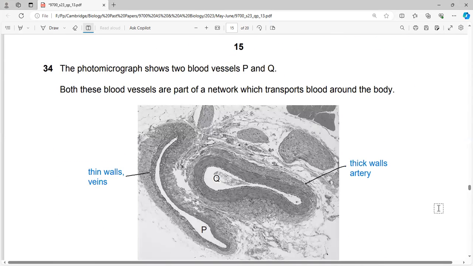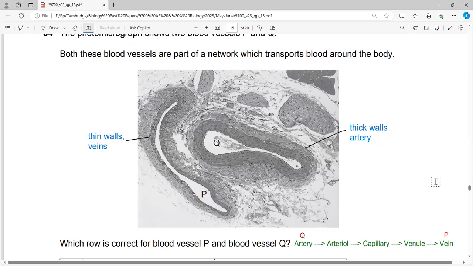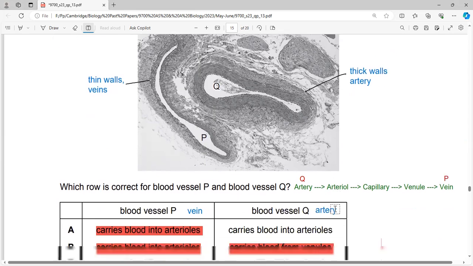We're going to proceed to question number 34. A photomicrograph shows two blood vessels, P and Q. You can see one blood vessel is Q, and the other is P. The blood vessel Q contains a thick wall, so due to the thick wall, we can predict this is an artery. What about the blood vessel P? Sorry, this contains a thin wall. You can see there's a lesser diameter, so that's a thin wall. So this is a vein.